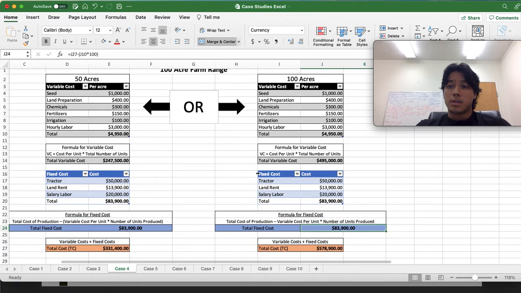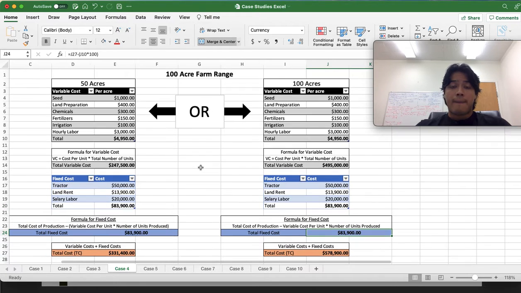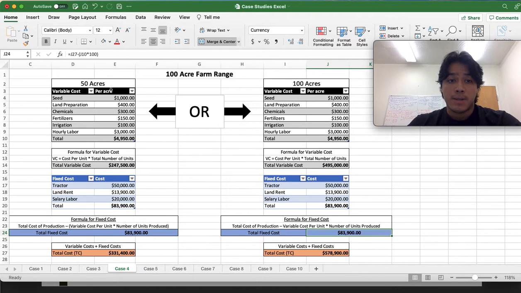The conclusion here in this case, and as we mentioned before, variable cost is going to vary. You can see the 50 acres, that's the cost for a 50-acre farm. On the other hand, if he produces 100 acres, that's his variable cost. You can see a difference. The more you produce, the more variable cost you will have.